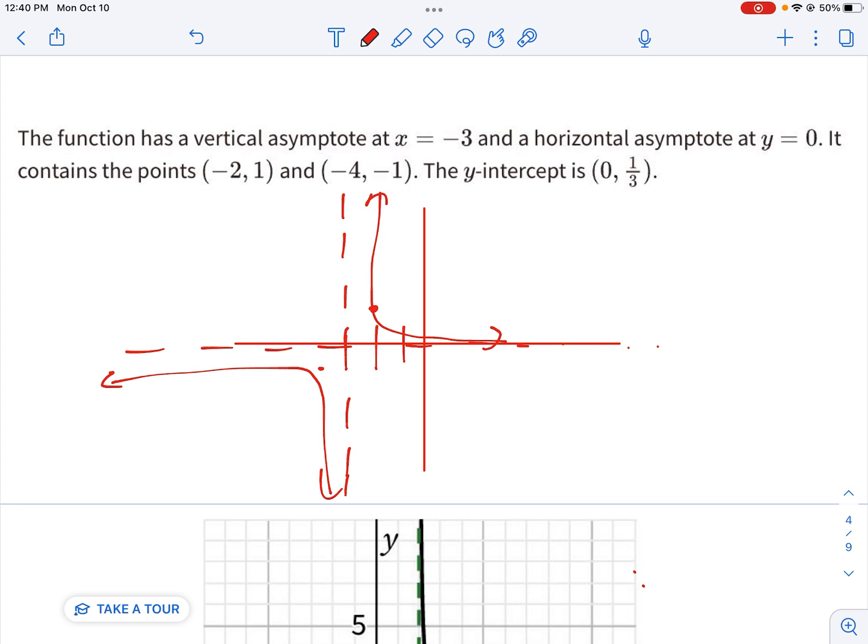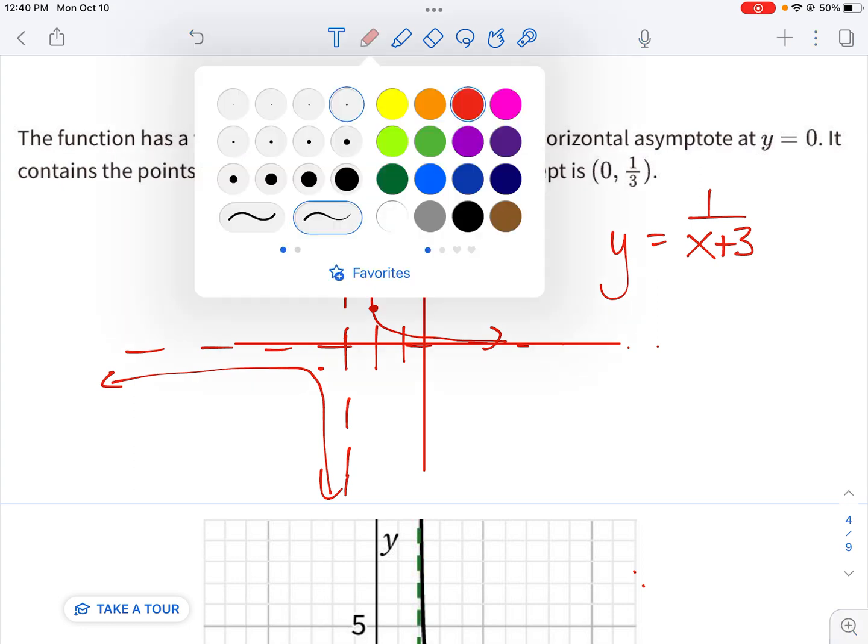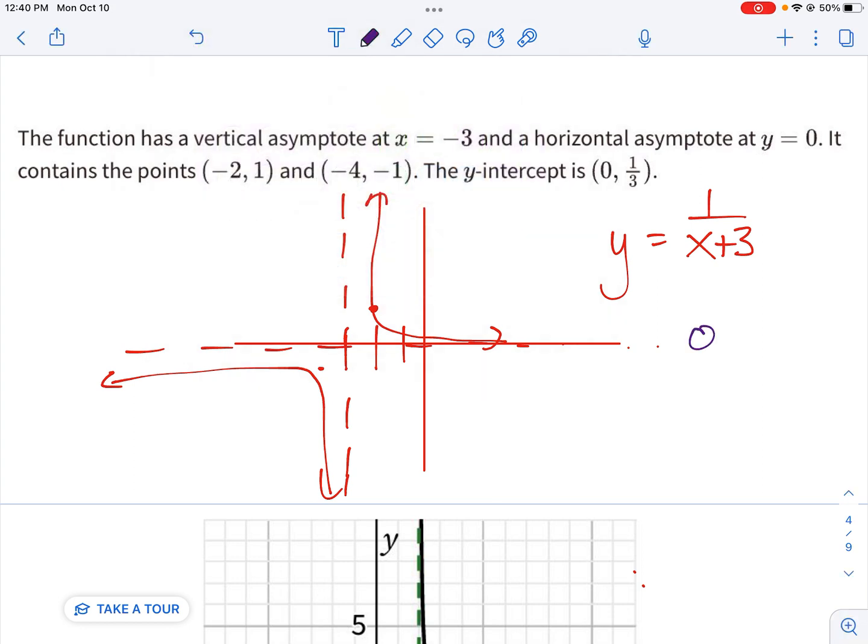So we know that this is a shift, and it shifted to the left 3. So how do we say to the left 3? Well, that goes next to our x, so it'd be 1 over x plus 3. And I can double check: when x is 0, 1 over 0 plus 3 is 1/3. So if I plug in the coordinate 0, we'd have 1 over 0 plus 3, which is our y-intercept of 1/3.